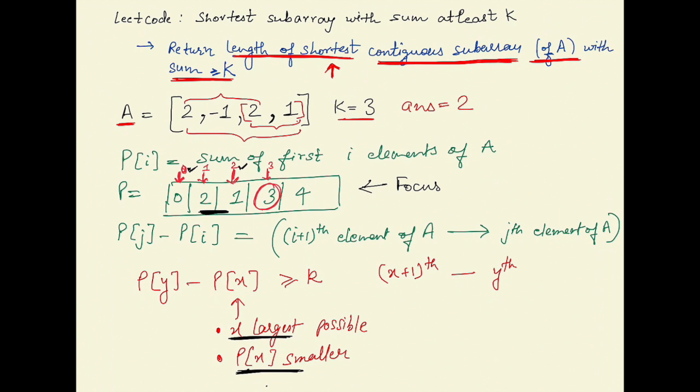The alternative is this: for 3, we don't need to compare it with index 1 here, because while going from 1 to 2 we are increasing the index as well as decreasing the value. That means if 3 minus 2 is greater than or equal to k, then 3 minus 1 would also be greater than or equal to k, and we are getting a better index, that is, 2 is better than 1, as it is closer to 3.